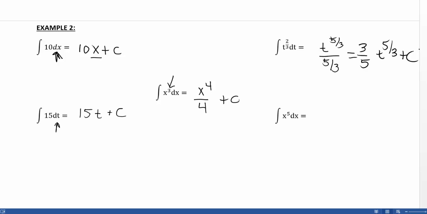Last but not least, we have x to the 5th. We're going to add 1 to the power, which becomes x to the 6th, and divide by the new power. So we have x to the 6th over 6 plus c.